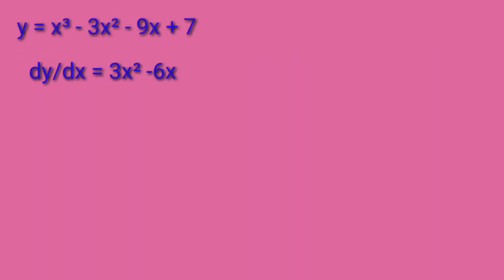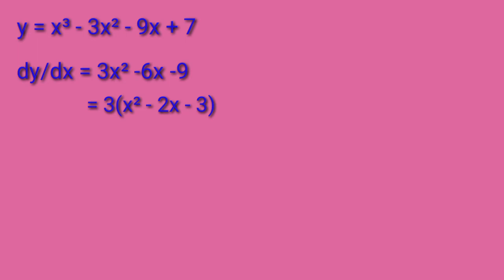dy by dx of y is 3x square minus 6x minus 9. That is, we can take 3 common from here. So it becomes 3 into x square minus 2x minus 3. So again x square minus 2x minus 3, we can write it as x plus 1 into x minus 3. Here the product should be minus 3 and the sum should be minus 2. So the terms will be x plus 1 into x minus 3. So it is 3 into x plus 1 into x minus 3.